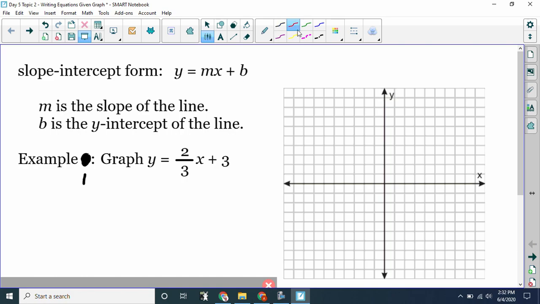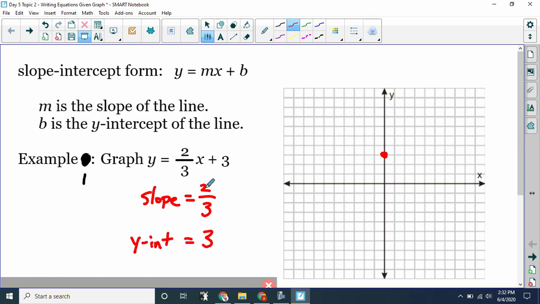So when we're asked to graph here, I would write down what our slope is. The slope is m, which in this case is 2/3. And our y-intercept is b, which in this case is 3. We are always going to graph the y-intercept first. So my y-intercept is 3, so this needs to cross the y-axis at 3. 1, 2, 3. It crosses the y-axis 3 units from the origin.